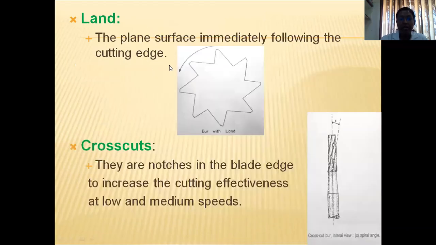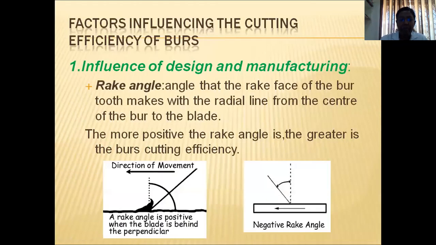The land area is a plane surface immediately following the cutting edge. The crosscuts are the notches that are made on the tungsten carbide burr in order to increase the cutting effectiveness. So coming to the factors influencing the cutting efficiency of a burr, we have the influence of design and manufacturing.